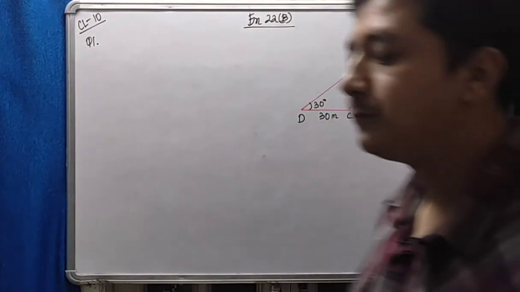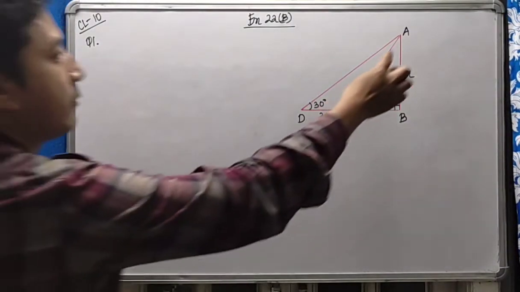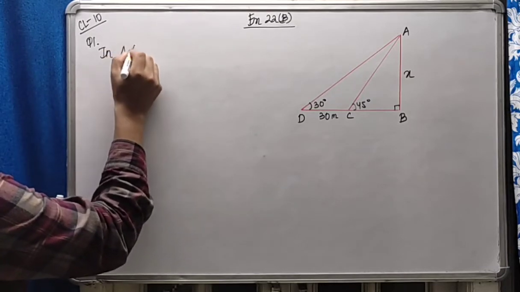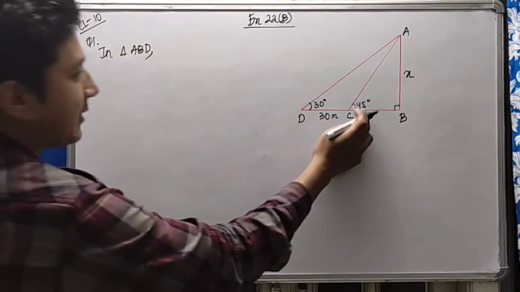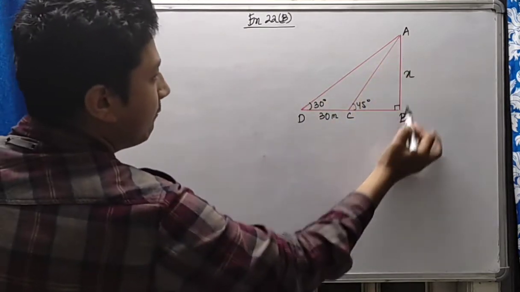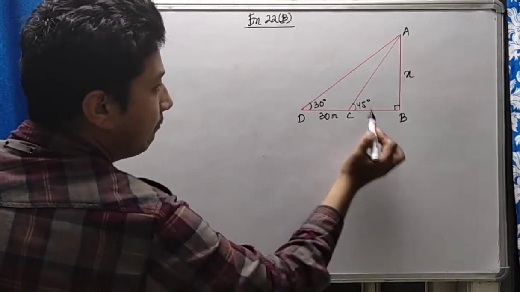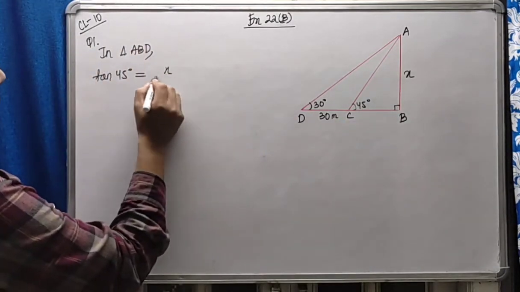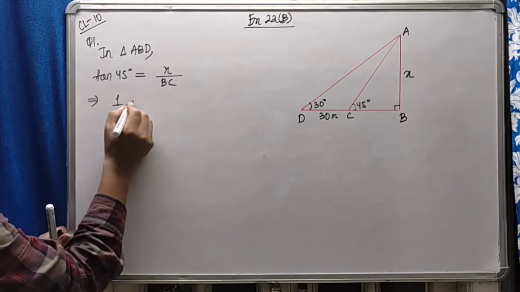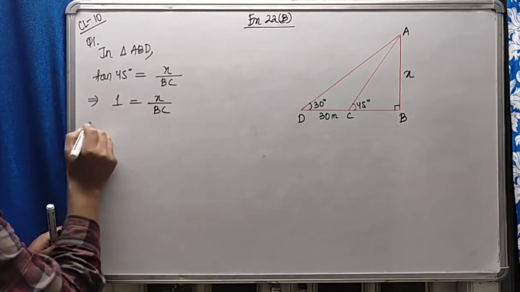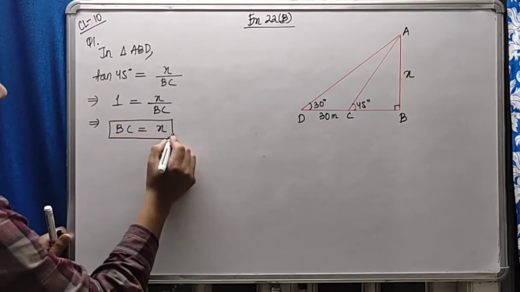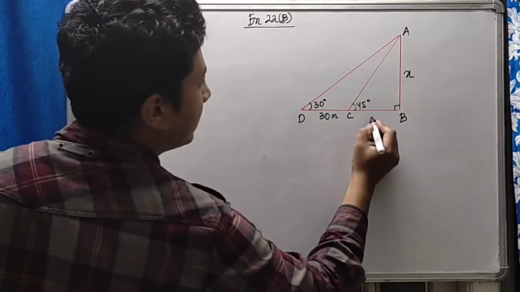So how will we do? We will first take this right angle triangle ABC. So in triangle ABC, I can use tan 45. Tan 45 is equal to perpendicular by base, so perpendicular means x and base means BC. We know tan 45 is 1, which is equal to x by BC. So hence BC is also equal to x.